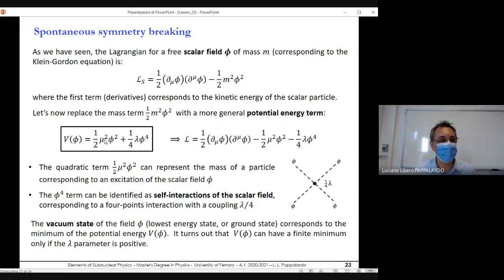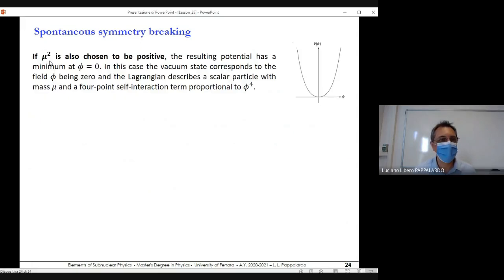Now we have an additional parameter, which is mu. Okay, so we have also here some possible choice to make. Suppose that mu squared is also chosen to be positive. Okay, now in this case, the resulting potential has a minimum at phi equals zero. Okay, so it's a standard shape like this. In this case, the vacuum state corresponds to the field being zero, and the Lagrangian describes indeed a scalar particle with a mass mu, okay, and a four-point interaction proportional to the fourth power.